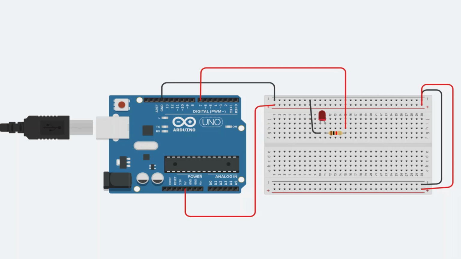Then let us place an LED anywhere on this breadboard. Take a resistor, place it just below the anode of the LED, and connect the jumper wire to digital pin number 7. Then take the negative connection and give it to the negative.